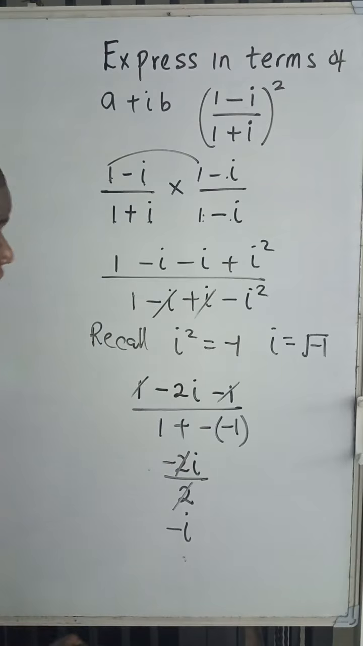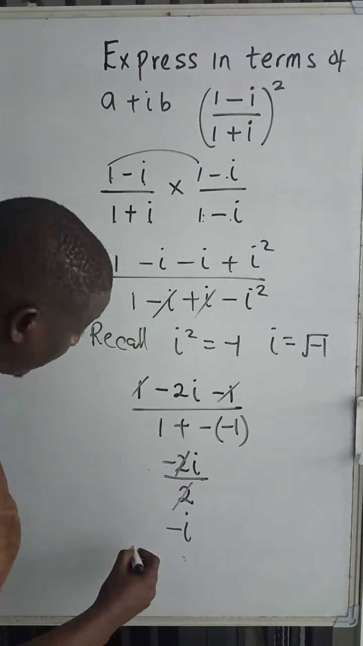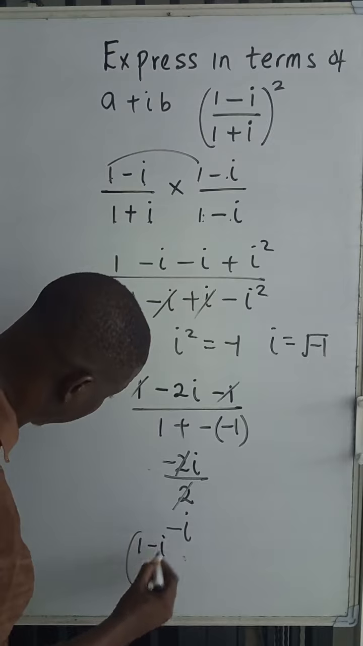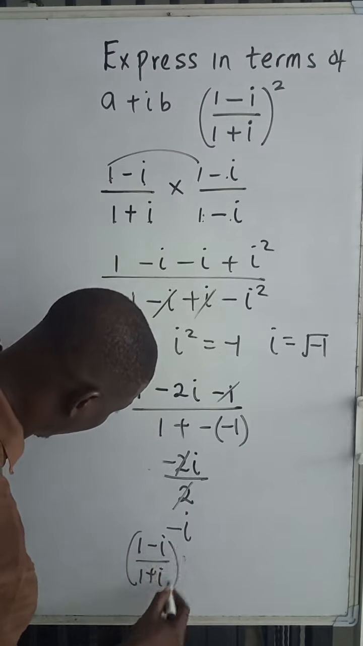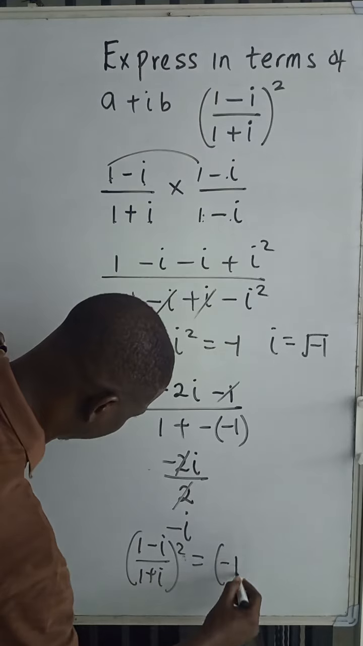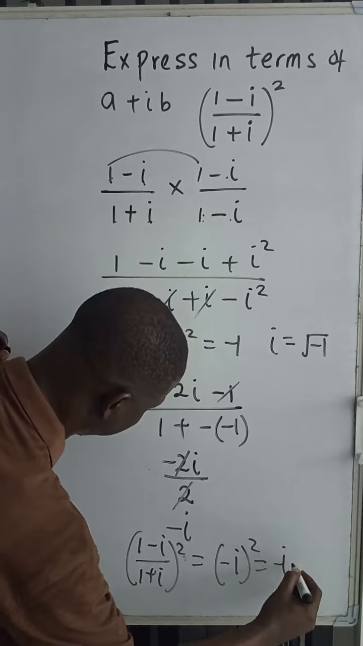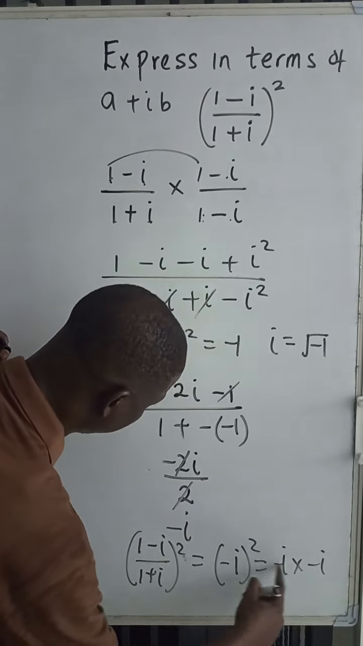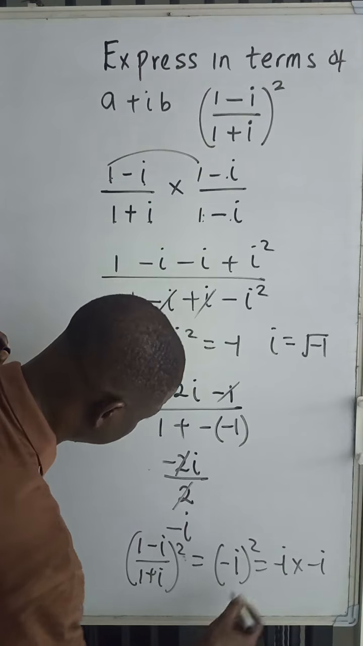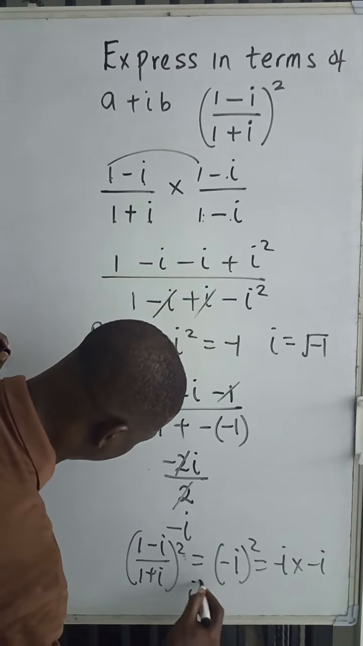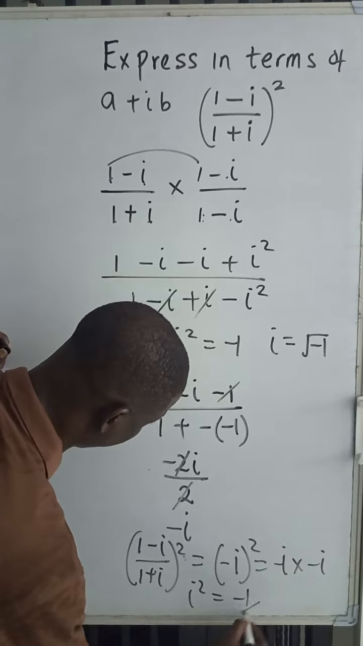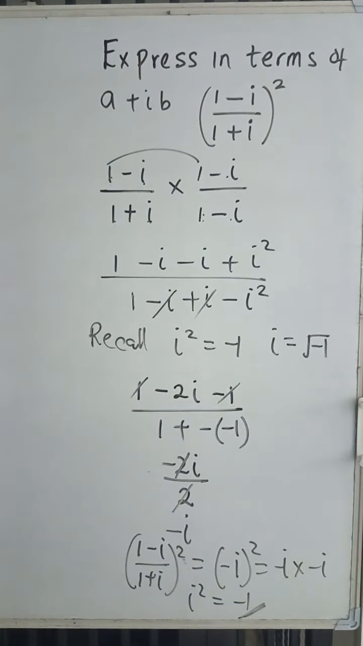So what we're going to do now is to square it. We're now going to find 1 minus i over 1 plus i all squared, which is equal to minus i all squared, which is the same as minus i times minus i. Minus times minus is plus. Then i times i is i squared. And i squared is equal to minus 1. See you in my next video. Thank you.